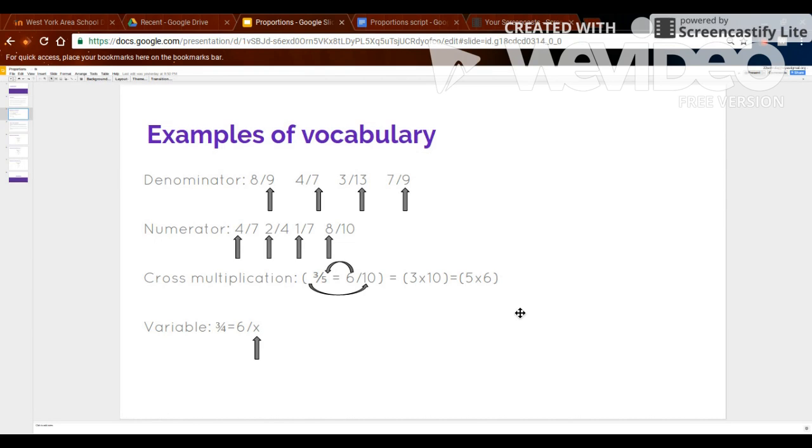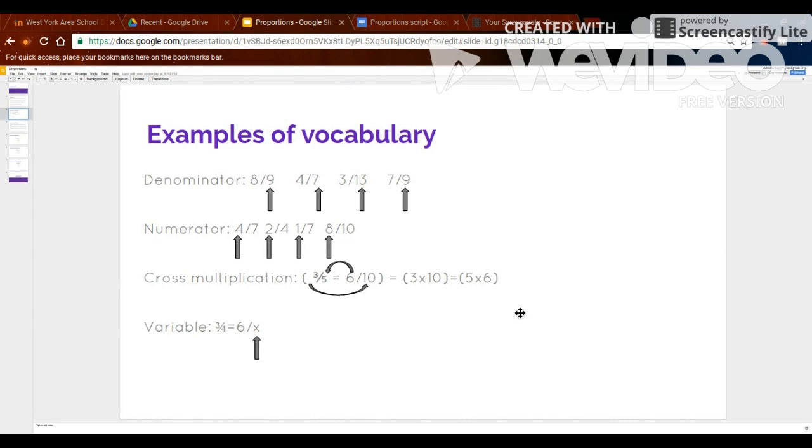Some examples of the numerator would be 4 over 7, which would mean the 4 would be the numerator. In 2 over 4, it would be the 2. In 1 over 7, it would be the 1. And in 8 over 9, the numerator would be the 8.